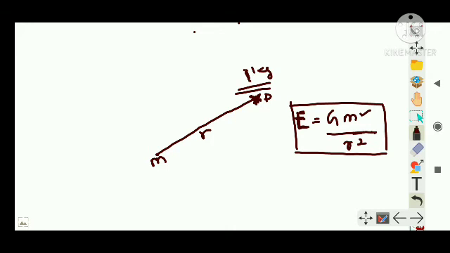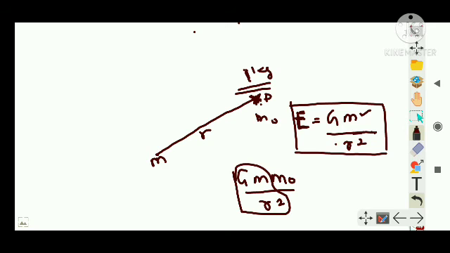It is the force, right? So I can even write it as force per unit mass. Again, remember what is F? F is G m, in place of 1 kilogram it is m naught, by r squared, and we just say this GM by r squared is the gravitational field of mass m. So I can write F is equal to GM by r squared.